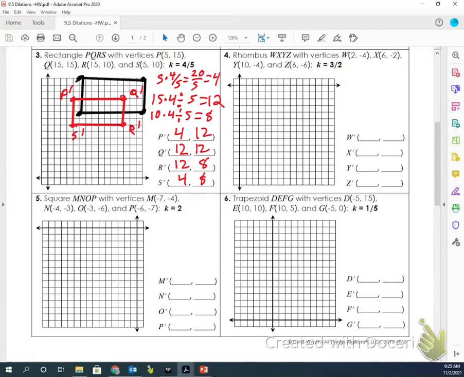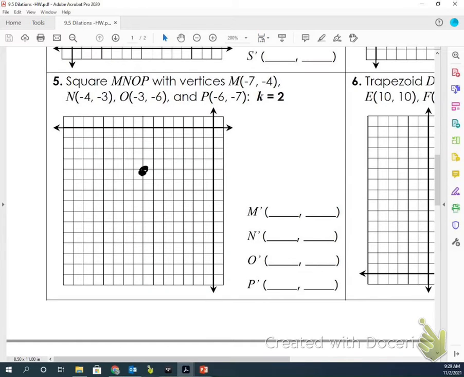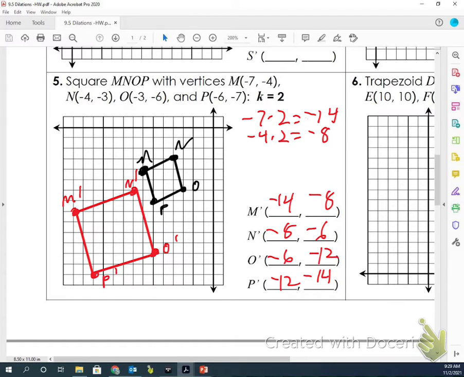Number 5, same process. That's MNOP right there. We're going to take negative 7 times 2 and negative 4 times 2. And so we get negative 14, negative 8. Do that for each of them. So O, which is negative 3, negative 6, we multiply by 2. Negative 3 times 2 is negative 6. Negative 6 times 2 is negative 12. Get those points, plot them. There you go.